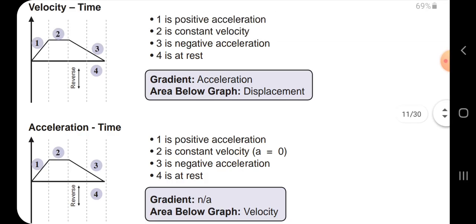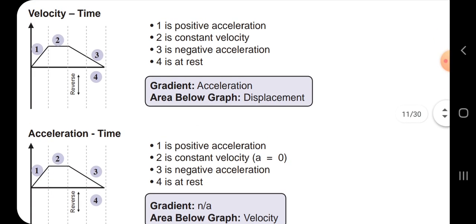So with velocity versus time, at 1 is positive direction, positive acceleration. At 2 is constant velocity, and at 3 it's negative acceleration. At 4 you are at rest. The gradient is acceleration, and the area below the graph is displacement. So the gradient of this graph is acceleration, and the area below the graph is displacement.